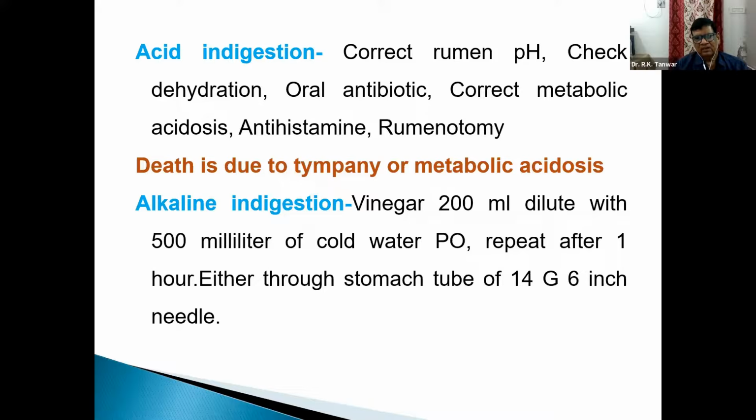Oral antibiotic is very essential to check the growth of lactic acid producing bacteria. If we do not give oral antibiotic, then the production of lactic acid will continue and it will ultimately lead to metabolic acidosis. Antihistamine also plays a very good role because a large amount of histamine is released in the rumen. So lastly, rumenotomy, if the owner agrees, can be carried out.